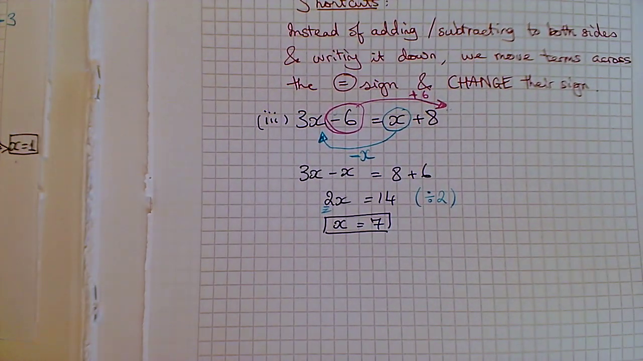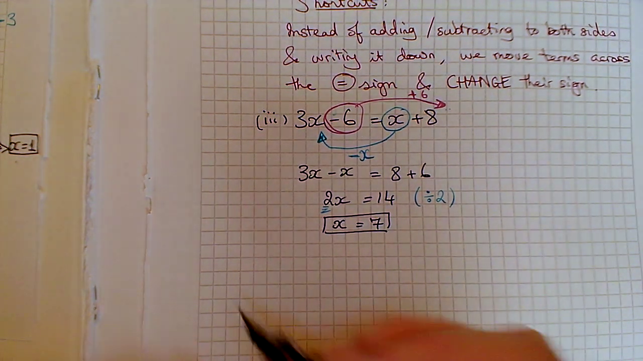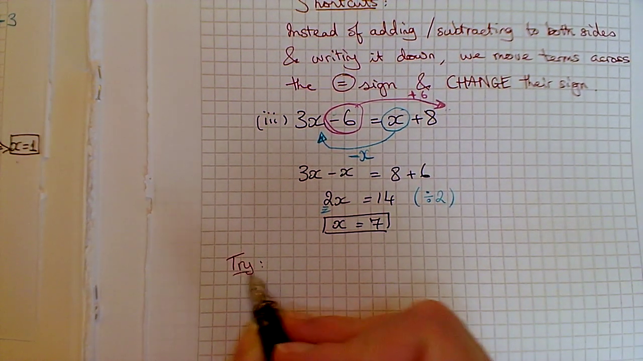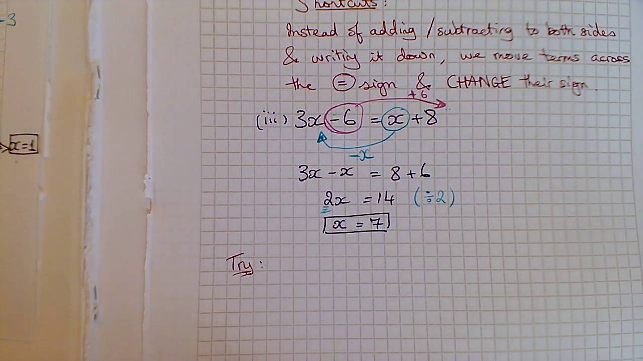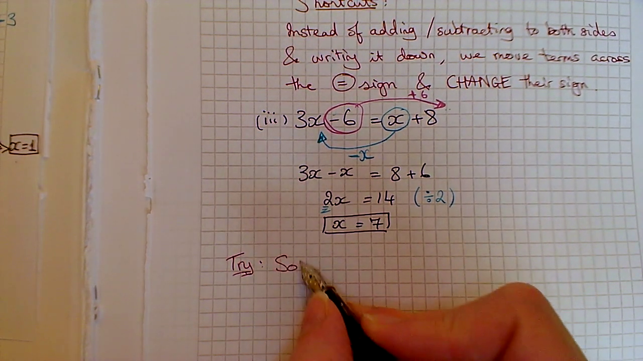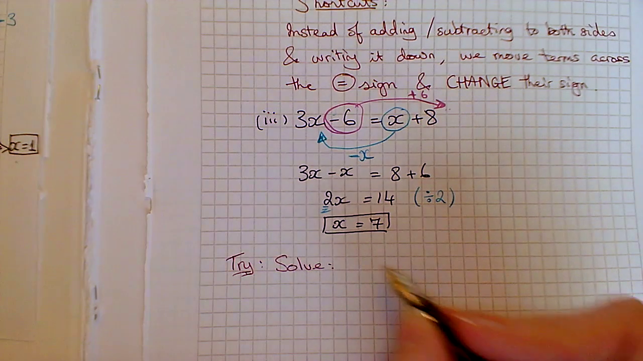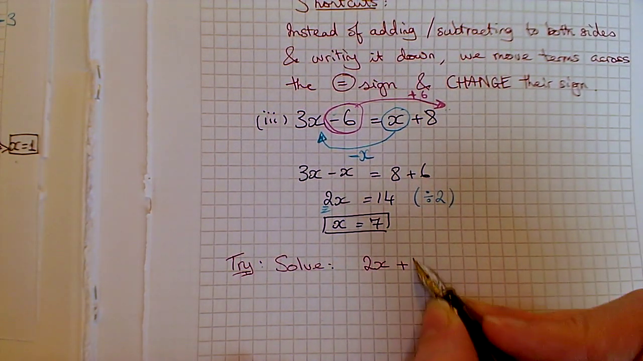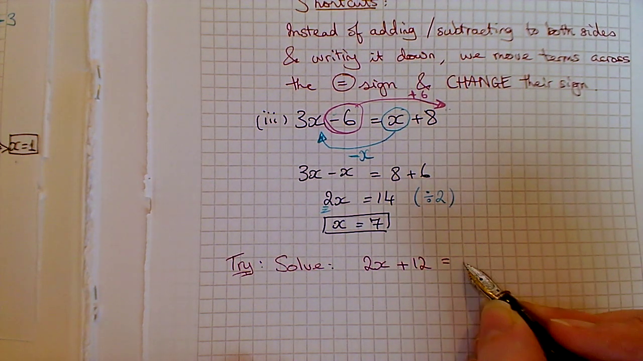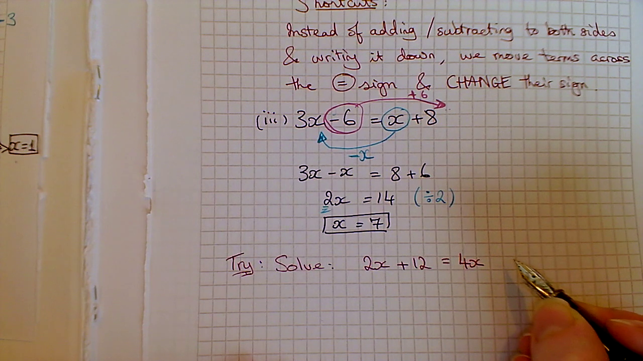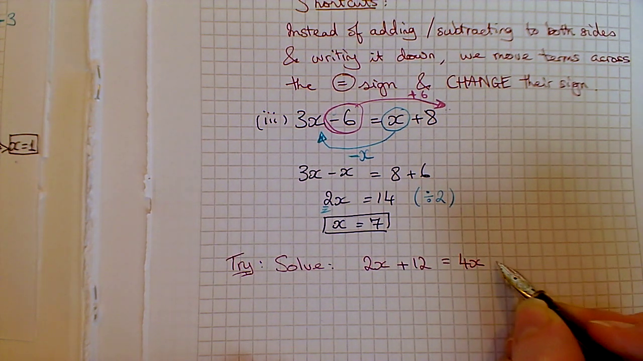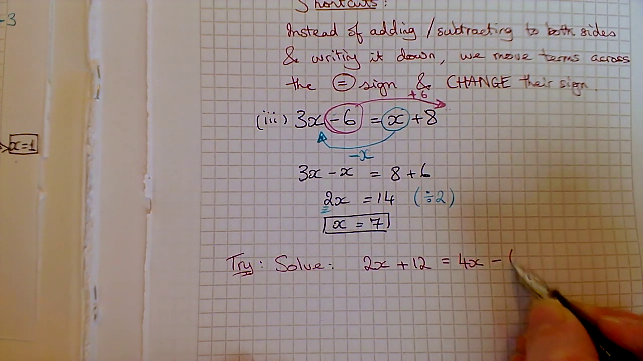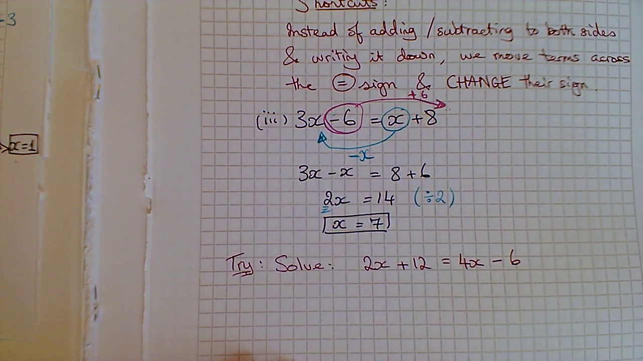Okay, and again, I want you to pause the video now and try one of those yourselves. So you're going to try to solve 2x plus 12 equal to 4x minus 6. So pause the video and try that.